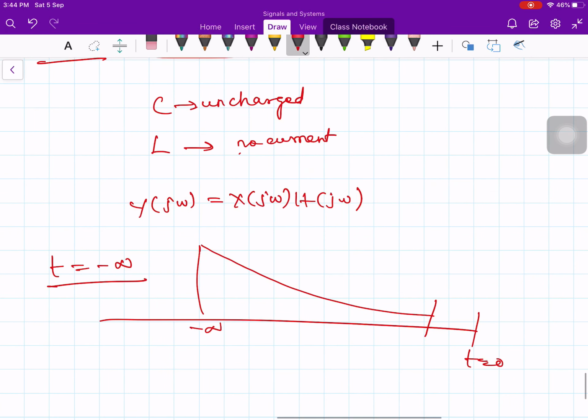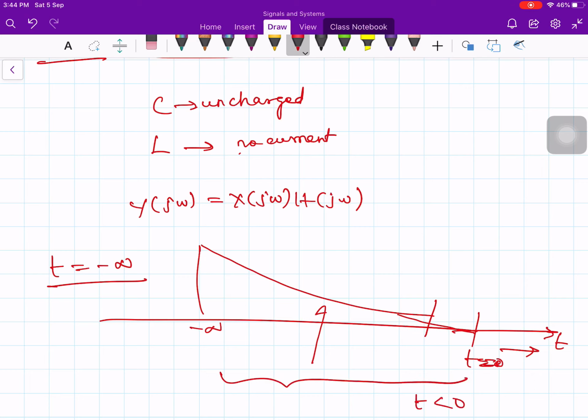It's a time axis, it reaches 0 when we are calculating the response at a finite time, particularly for t equals 0 and beyond. So your natural response exists up to t equals 0, that is t less than 0. After t equals 0, your natural response will be 0, and therefore all the natural responses would have died out, and what we are now dealing with is only the forced response. That is why the total response is obtained by adding the forced response. We are not considering the natural response.